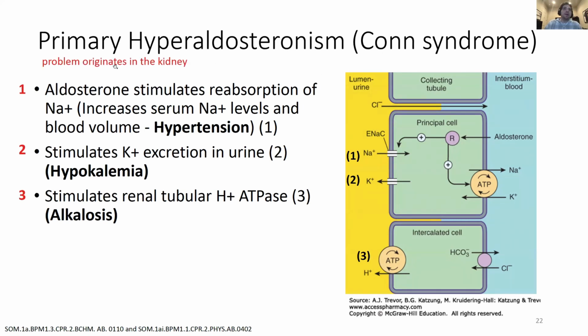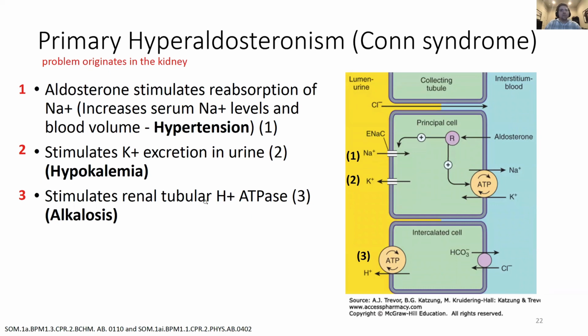So it's primary hyperaldosteronism, which means the primary problem originates in the kidneys. There's going to be too much aldosterone, so you're going to get hypertension. Why is that? Because you're bringing in a lot of sodium, so you're bringing in a lot of water. And because you're bringing in sodium, you're getting rid of potassium, right? So you're going to get hypokalemia.